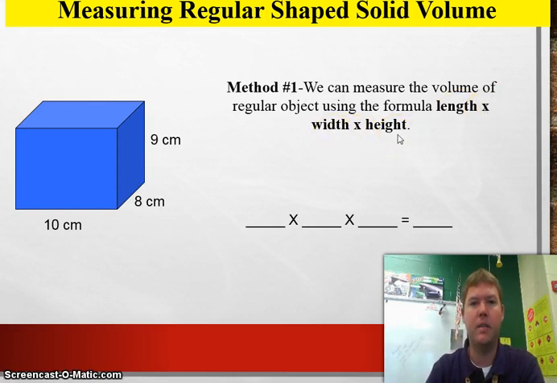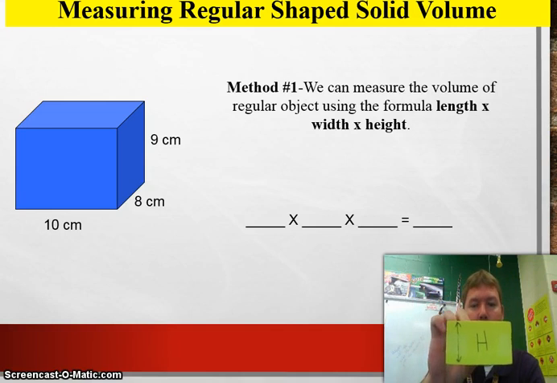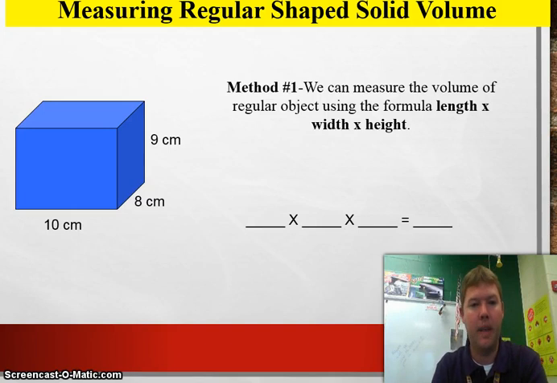And you can see on my little cube here, you can see where the length is, you can see where the width is, and then there's the height. So you multiply those three dimensions, those measurements, and then you will get your volume of the solid object.